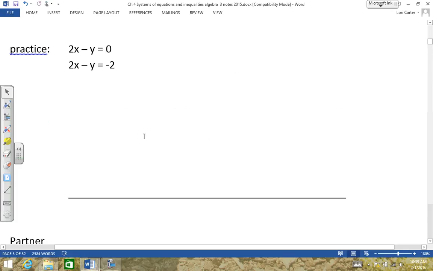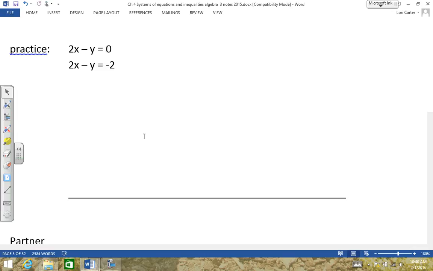Okay, what'd you get? Inconsistent, no solution. Correct. Did you have to do anything? No, no work required because they're the exact same equation. So 2x minus y equals 0 and 2x minus y equals negative 2 is never possible.